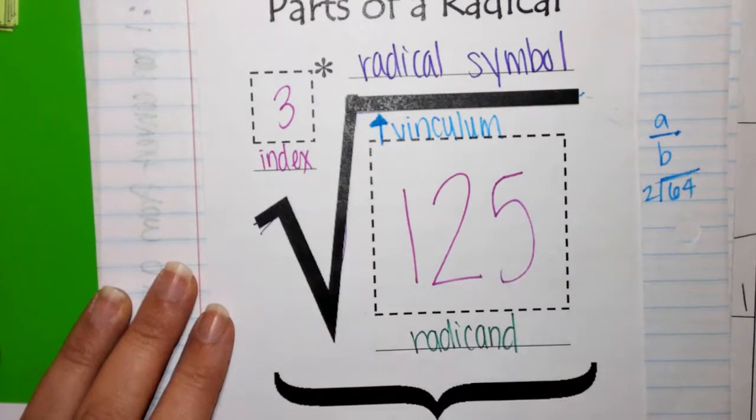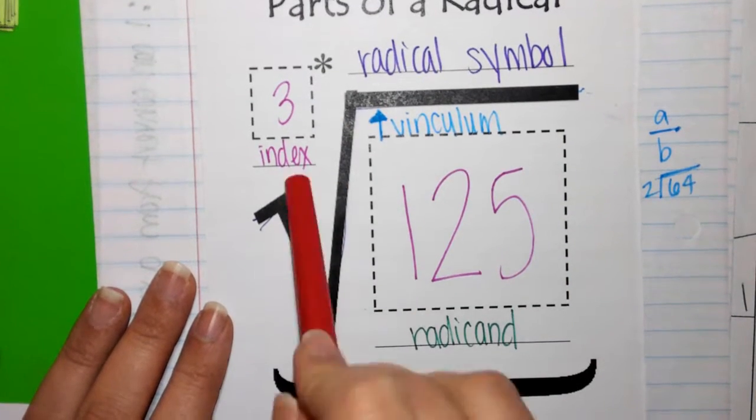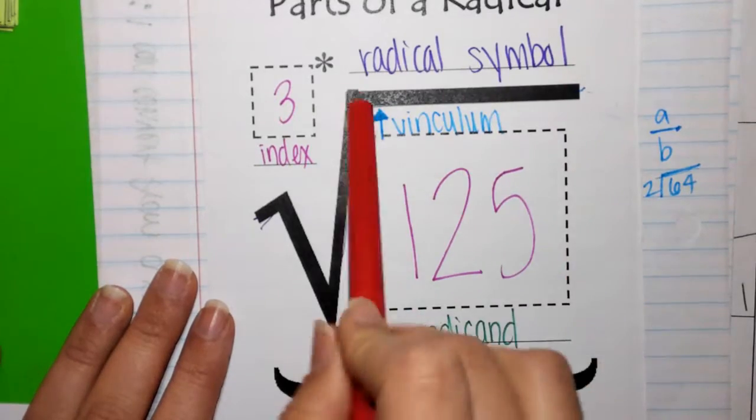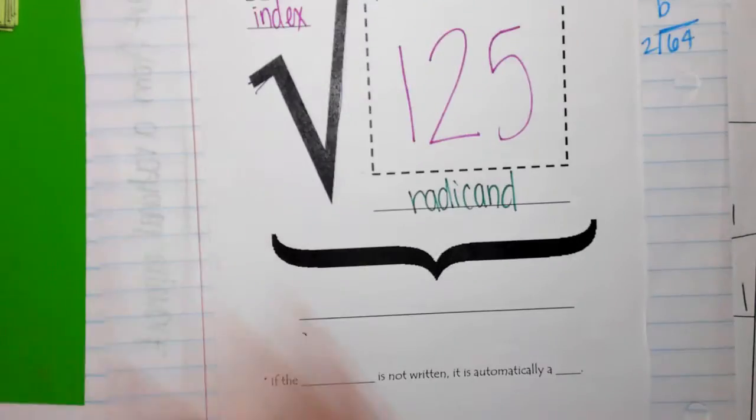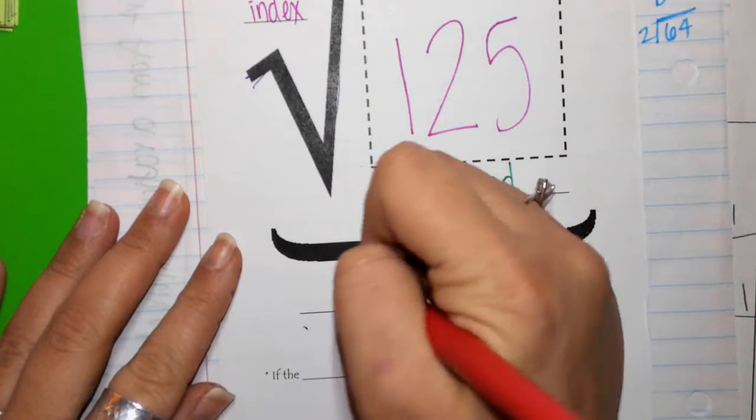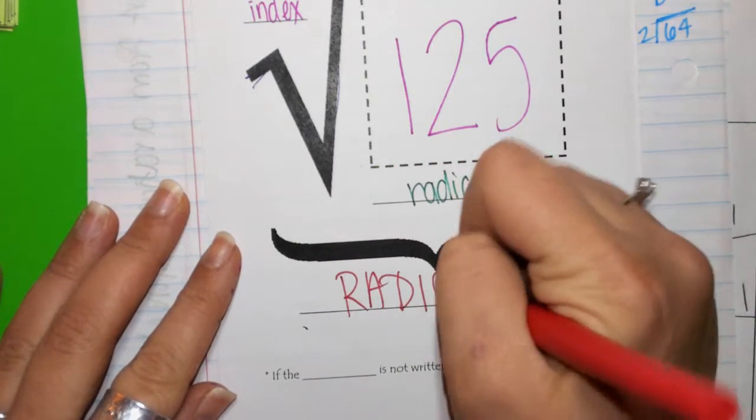The bar itself is called a vinculum. So the whole thing is called a radical symbol. The top is called a vinculum. Now the entire thing, if you put it together, is called a radical. Look at that. It's crazy.